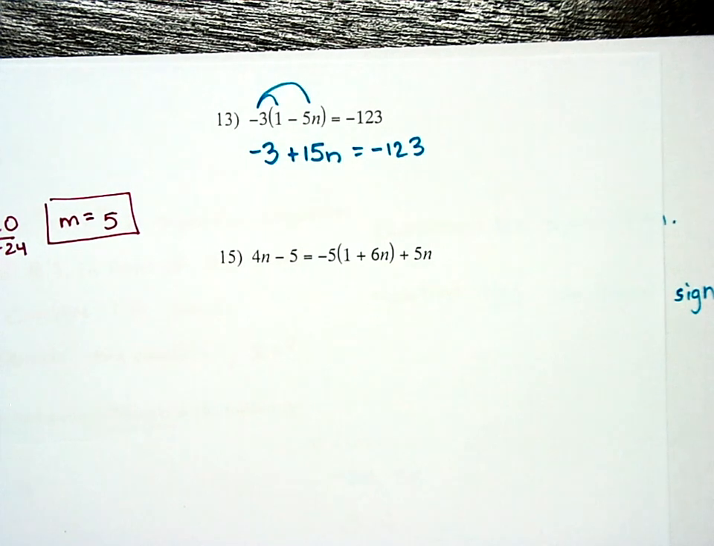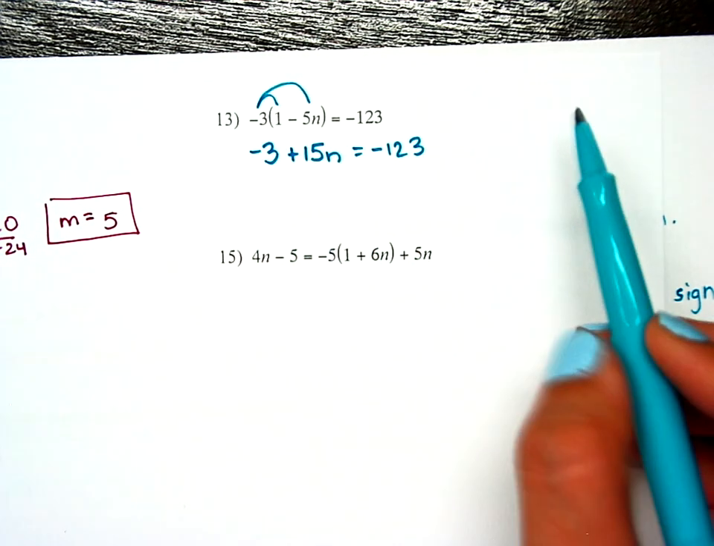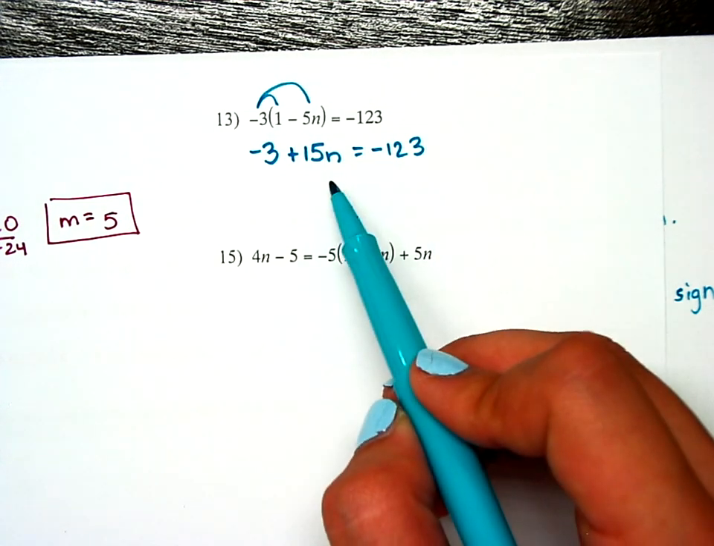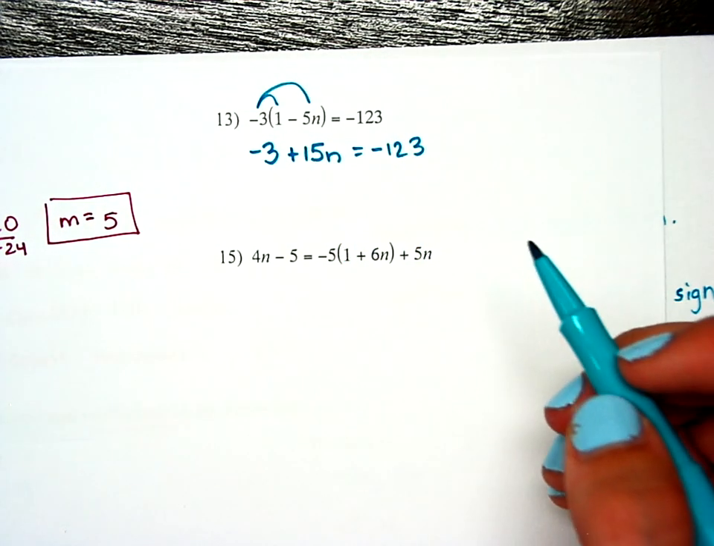All right, my next step says to combine like terms. I don't have any like terms on the same side of the equation, so we'll skip that. Number 3, get the variable on one side of the equation. That's done. Number 4, undo any addition or subtraction.